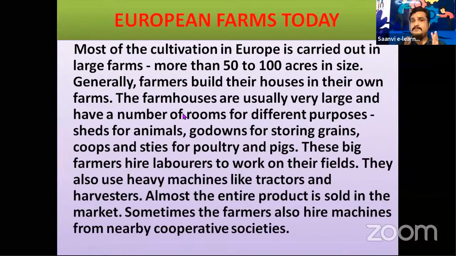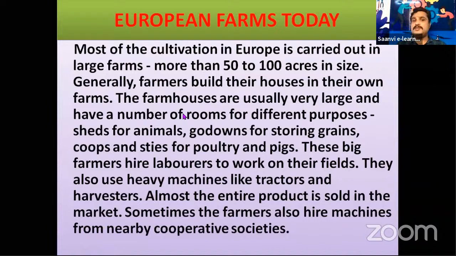Once again, farms are 50 to 100 acres in size. Farmers construct houses on their farms to look after the activities, and big rooms are available there for cattle and poultry, caring for hens and chickens, and in the same way pig rearing.